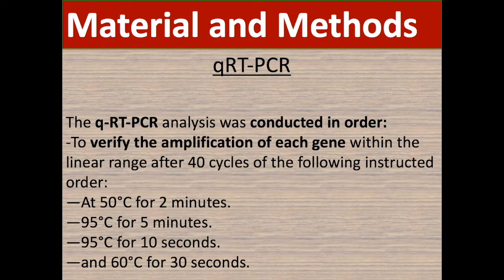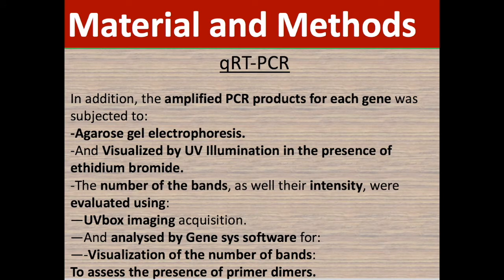The QRT-PCR analysis was conducted in order to verify the amplification of each gene within the linear range after 40 cycles of the following instructed order: at 50 degrees Celsius for 2 minutes, 95 degrees Celsius for 5 minutes, 95 degrees Celsius for 10 seconds, and 60 degrees Celsius for 30 seconds. In addition, the amplified PCR products for each gene were subjected to agarose gel electrophoresis and visualized by UV illumination in the presence of ethidium bromide.